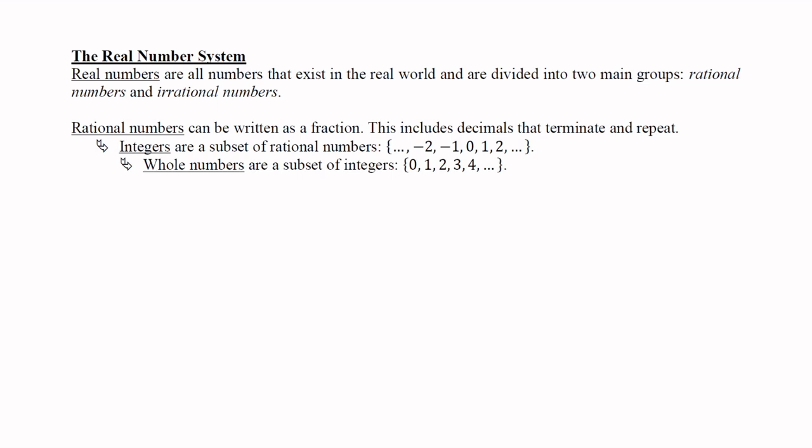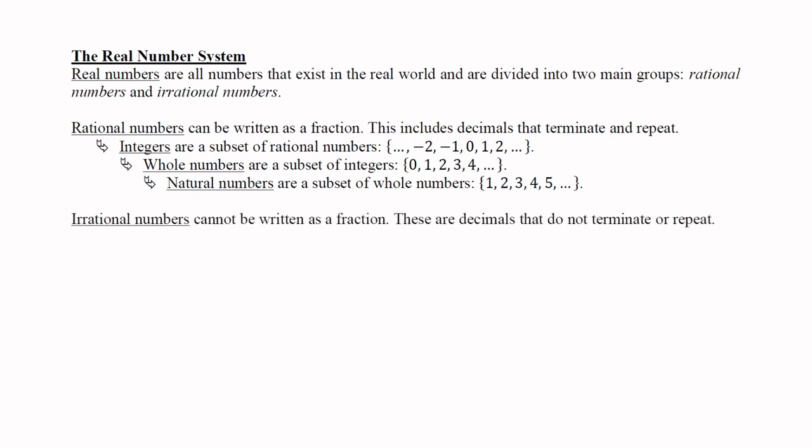Now, we can break down integers into whole numbers. Whole numbers are a subset of your integers. They're basically all of your integers that are not negative. So that includes 0, 1, 2, 3, 4. And then we can take this down to another subset called natural numbers. Natural numbers are a subset of whole numbers and are your counting numbers. So basically all of your whole numbers except for the number 0. So that's a breakdown of rational numbers. We have all these different subsets of rational numbers.